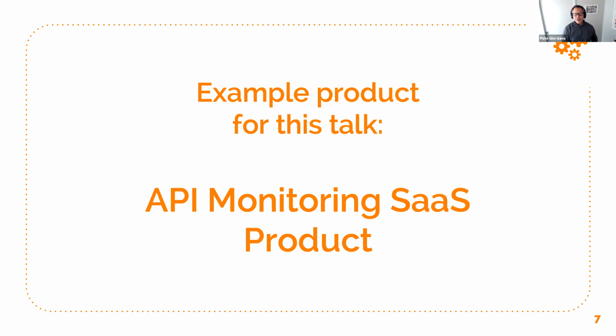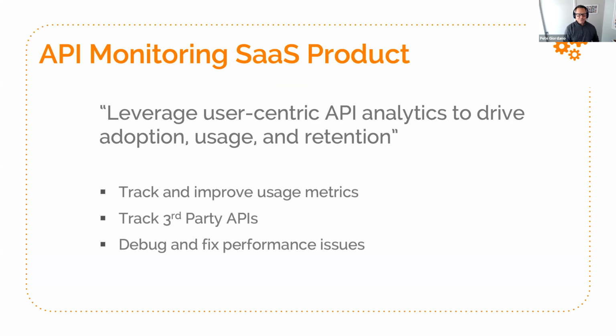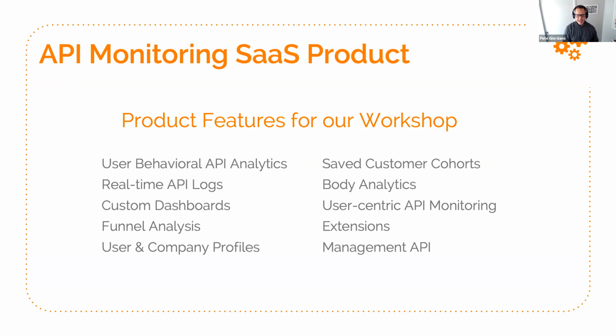Cool. All right, so to give us context, I thought I would use an example product. I picked an API monitoring SaaS product. When we take a closer look at that, the top line value prop is leverage user-centric API analytics to drive adoption, usage, and retention. And we have a few features, so to speak, or maybe benefits. And we have some features, or capabilities, that are available in this product, right? So we'll be referring back to this as we go through this little talk. So let me pause there.